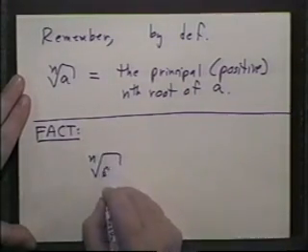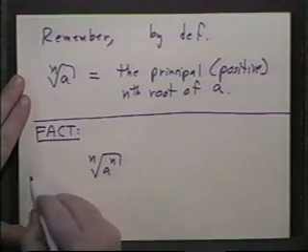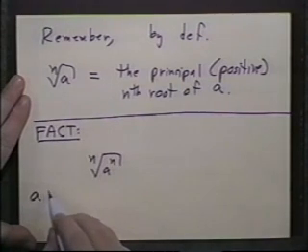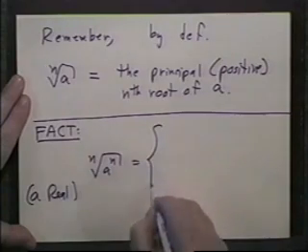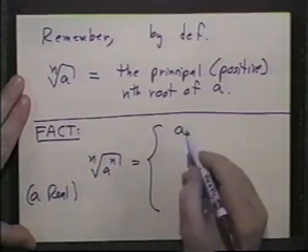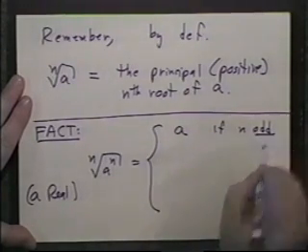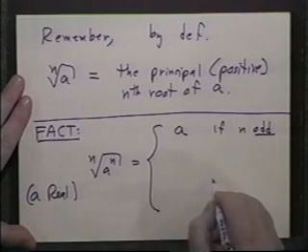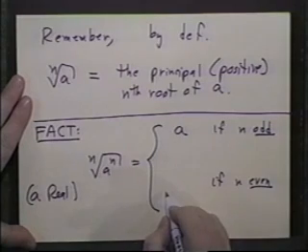Suppose you take the nth root of a to the n. Okay, so you have an nth power and you take the nth root. And let's assume that a is a real number of some kind. Then there are two possibilities here. If you take the nth root of a to the n, you will get back a if n is odd. However, if n is even, the other case here, you will not get a back.